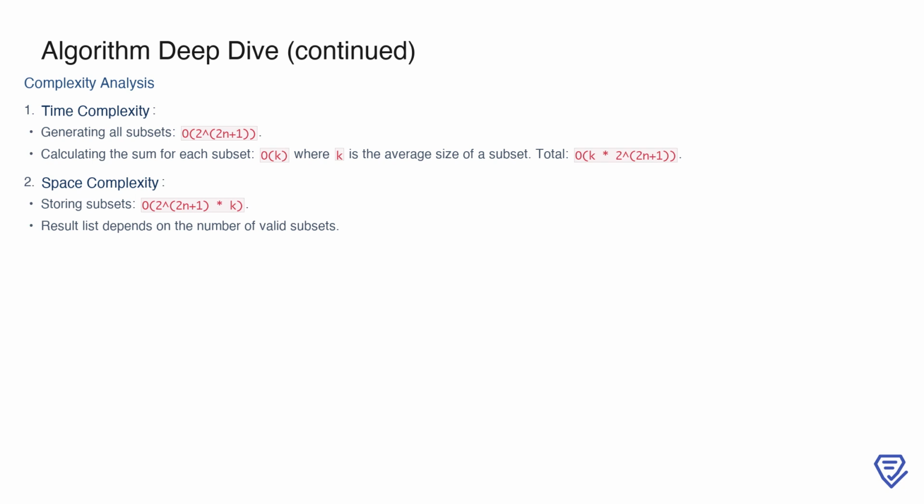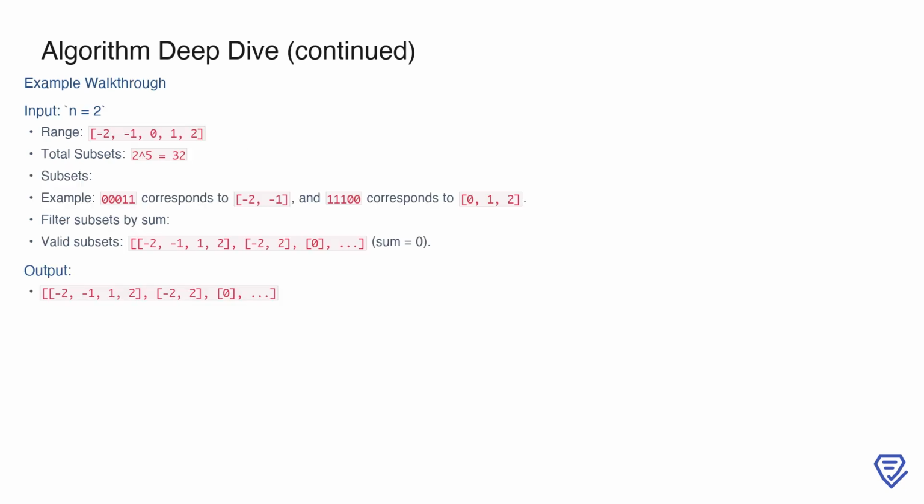The space complexity is primarily determined by storing all subsets, which requires O(2^(n+1) * k) space, where each subset contributes k elements on average. The result list also contributes to the space complexity, as it depends on the number of subsets with a sum of 0. This analysis highlights the exponential nature of the algorithm, making it suitable only for small input sizes.